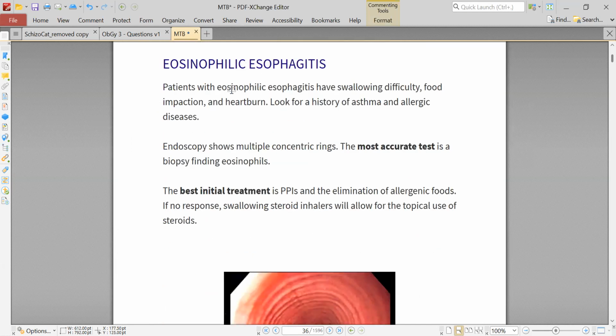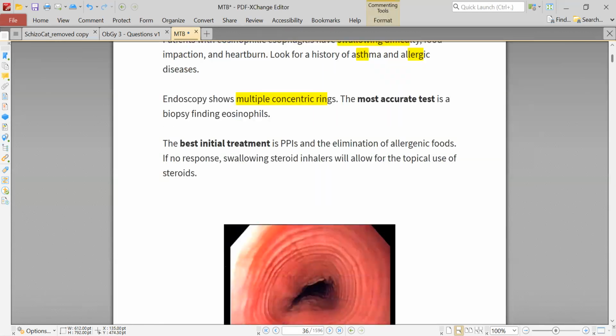Eosinophilic esophagitis: the patient will have difficulty swallowing, food impaction, and heartburn. So wherever there is a very high eosinophil count, like asthma or the allergic diseases, endoscopy is going to show the multiple concentric rings. In eosinophilic esophagitis, we will see the multiple concentric rings. The most accurate thing is you do the biopsy and see how many eosinophils are present.